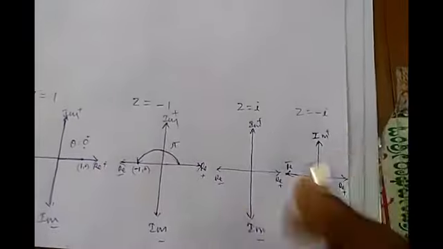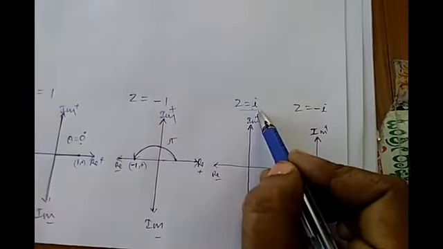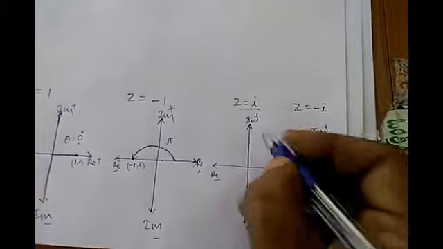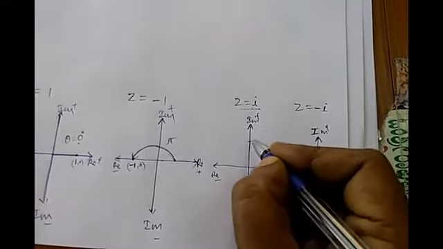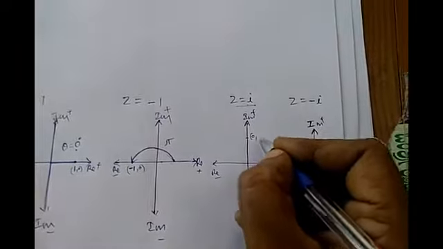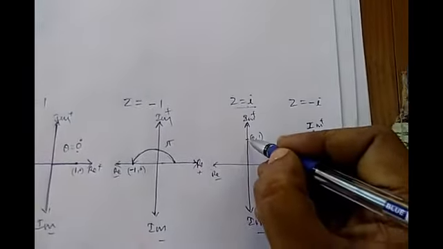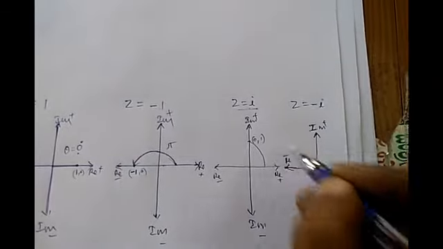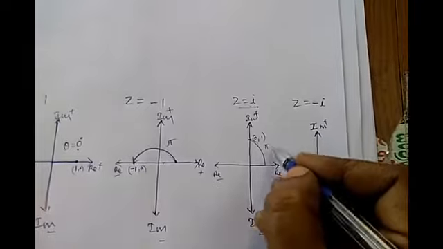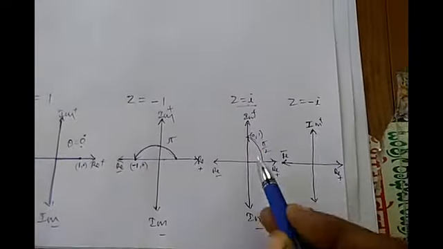Okay. If z is equal to i, that means it is a purely imaginary number. So it lies on the positive imaginary axis. It can be represented as 0 comma 1. Now it makes an angle with the positive real axis. That angle is 90 degrees, plus pi by 2 in the anti-clockwise direction. Understood?